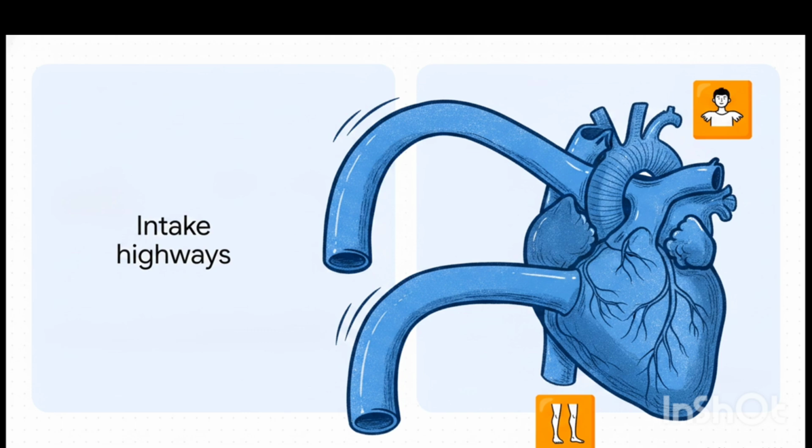We have 2 massive intake highways known as the vena cava. The superior vena cava carries deoxygenated blood from the upper half of your body, while the inferior vena cava carries deoxygenated blood from your lower half. Working together, these 2 mighty vessels gather up all the blood that needs refreshing and dump it straight into the heart's right side reception room.